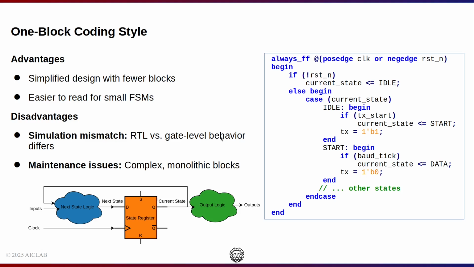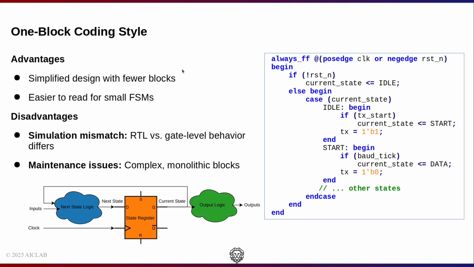1-block coding style. In this coding style, all next state logic, state register, and output logic are defined in one large always_ff block. Also here the output is registered. As you already noticed in this example, the next state is not defined and it is omitted. Only we use current state.